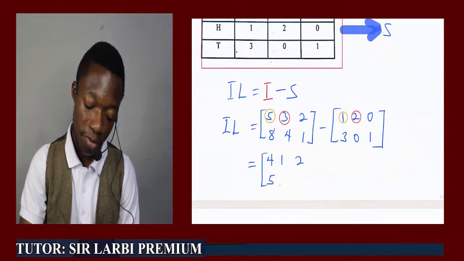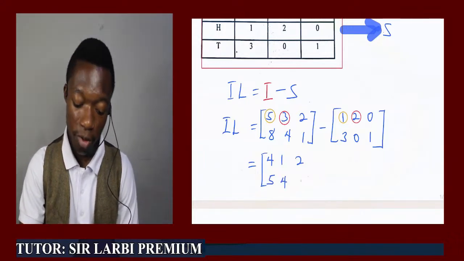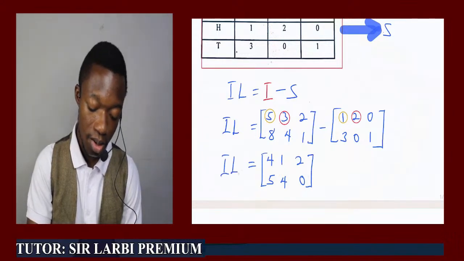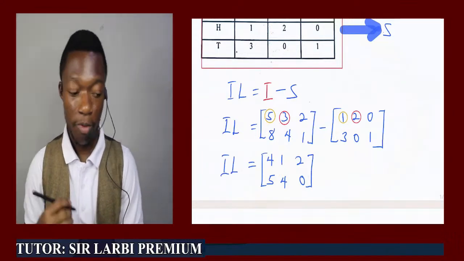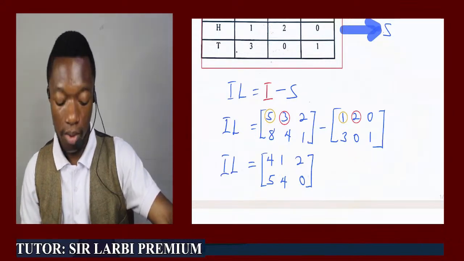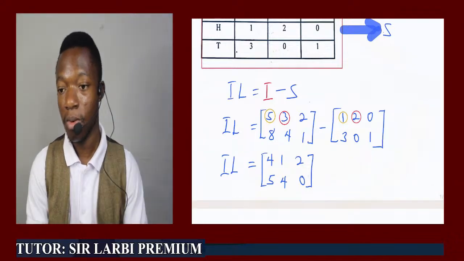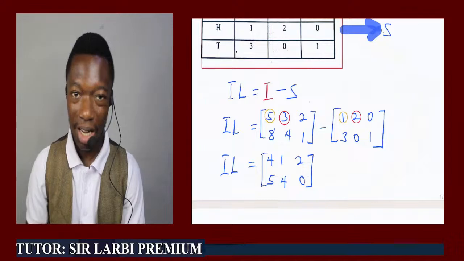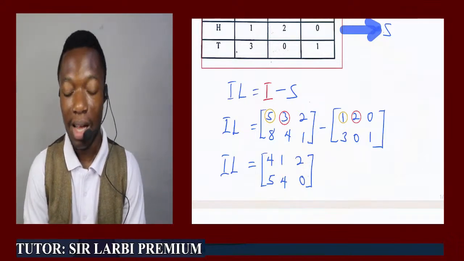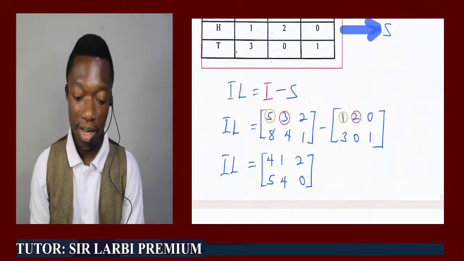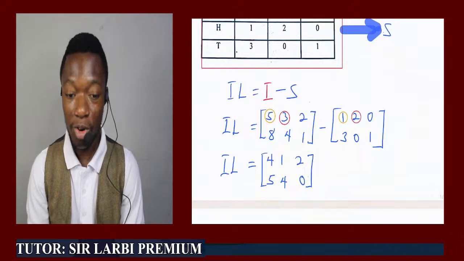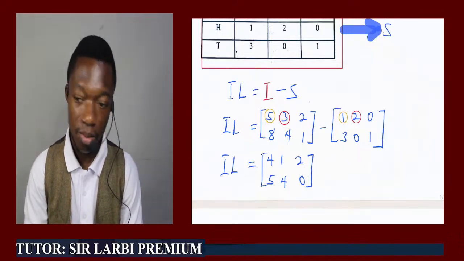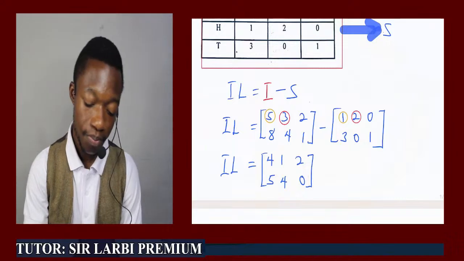Then 0 from 4, we are getting 4. Then 1 from 1, we are getting 0. So at the end of the day, inventory level is going to give us 412540. And this is how we find the inverse. This is actually the application of sums and differences of a matrix, but it was put in the form of a case or a story for you to decode and then write in this form. So let's take note of that.